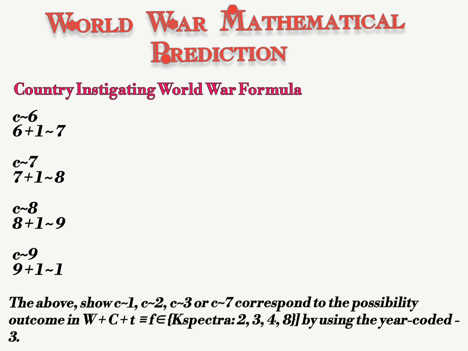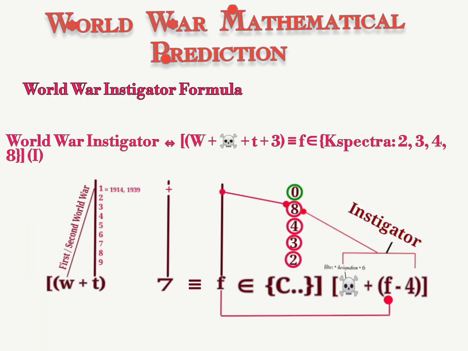The above show C approximately 1, C approximately 2, C approximately 3 or C approximately 7 correspond to the possibility outcome in W plus C plus T is defined as F element of K spectra 2, 3, 4, 8 by using the year coded 3. World War instigator formula. World War instigator if and only if W plus skull and crossbones plus T plus 3 is defined as F element of K spectra 2, 3, 4, 8, I.